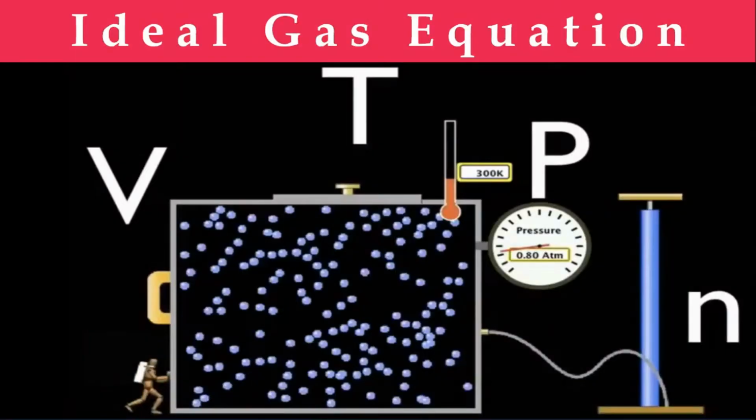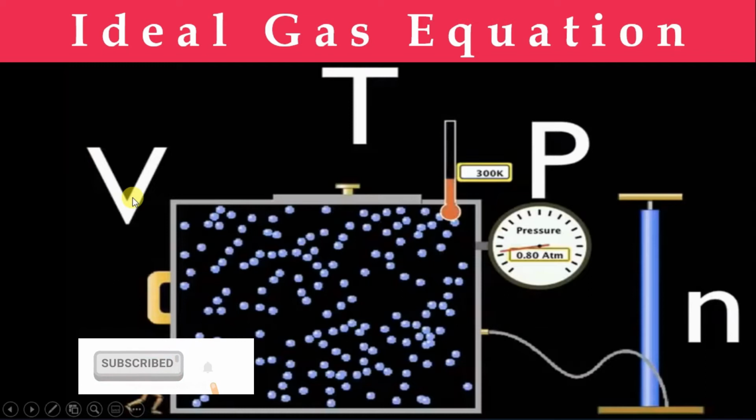For that, let's take a movable boundary container. Here the boundary is not fixed, this boundary is movable. Let us assume we have some amount of gas inside the container. To measure the temperature of the gas, we have a thermometer. To measure the pressure of this gas, we have a pressure gauge. And if it is necessary, we can increase the amount of gas inside the container with the help of a pump. So we have number of moles, pressure, temperature and volume.